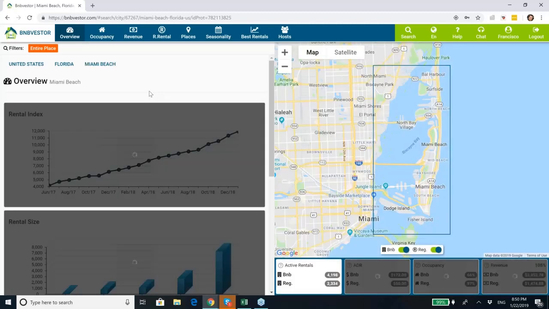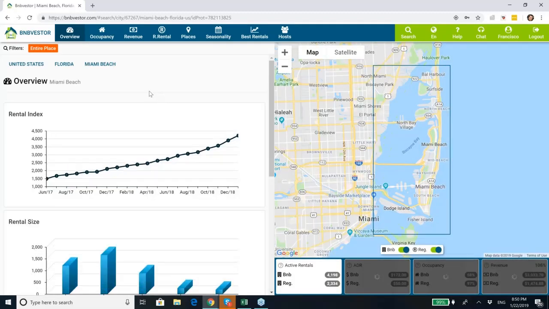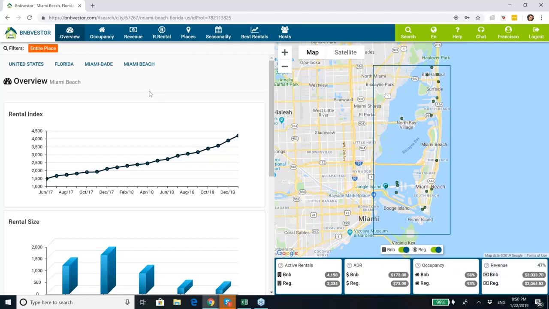We cannot check every single city in the United States to see if there are standards or not. The only thing that we can tell you is there are 4,198 Airbnbs in Miami Beach. And I have heard sometimes that they're not supposed to have Airbnbs in Miami Beach. As you can see, regular rental is 2,334 and Airbnb is 4,198.